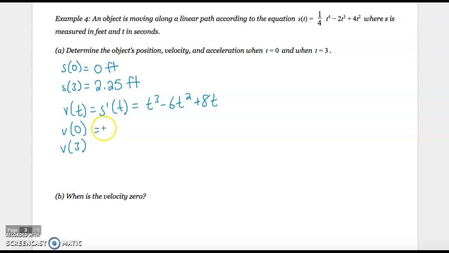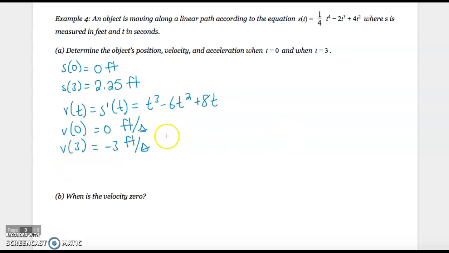V of 0 would just be 0, and then make sure you're using your units. It's a rate now, feet per second. And then V of 3, let's see what that would be. -3 feet per second. Excellent. So that means that at time 0, our velocity of our object was 0, and then at time 3, our object was moving backwards at a speed of 3 feet per second.